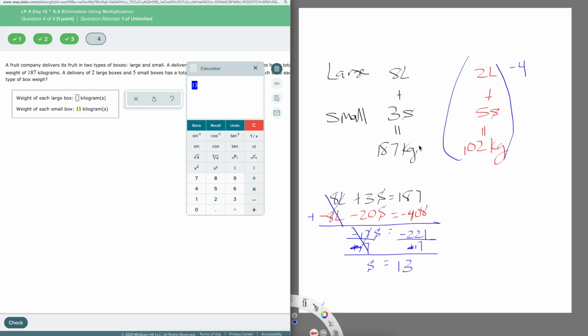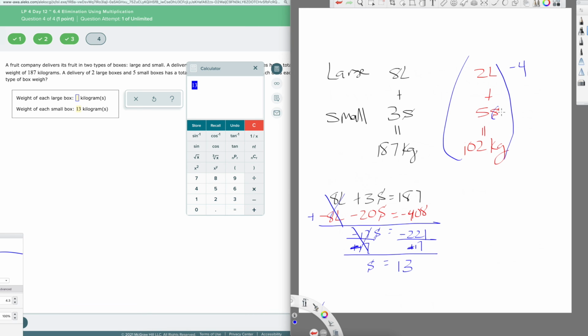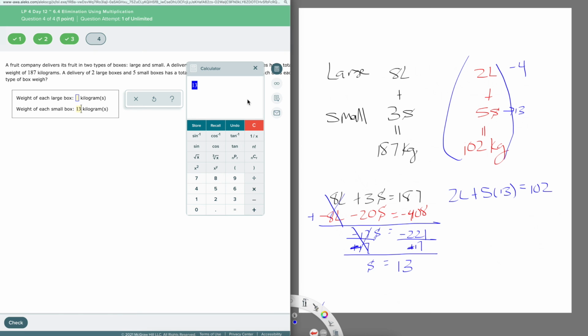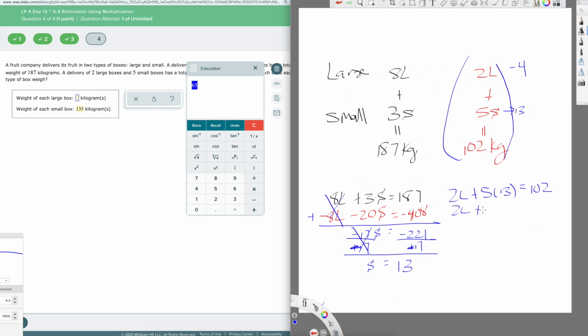Now I can go back and plug this into either one. I'm just using the second one for whatever reason. So I'm going to replace S with 13. I have 2L plus 5 times 13 equals 102 kilograms. So now I have 13 times 5, which is 65. So I get 2L plus 65 equals 102.